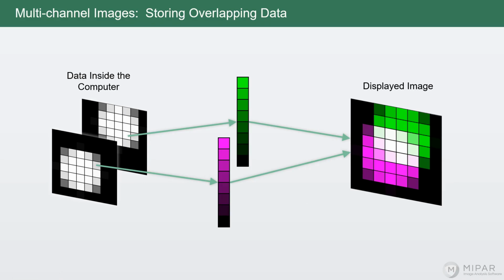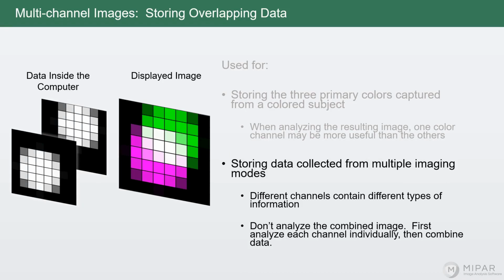But back to the multi-channel data. Now it's tempting to analyze the displayed image. For instance, if you wanted to find co-localization, places where your red fluorescent protein and your green fluorescent protein overlapped within the cell, you could look at the displayed image and find all the places that are white. Say, aha, this is where they overlap. But that can be dangerous.